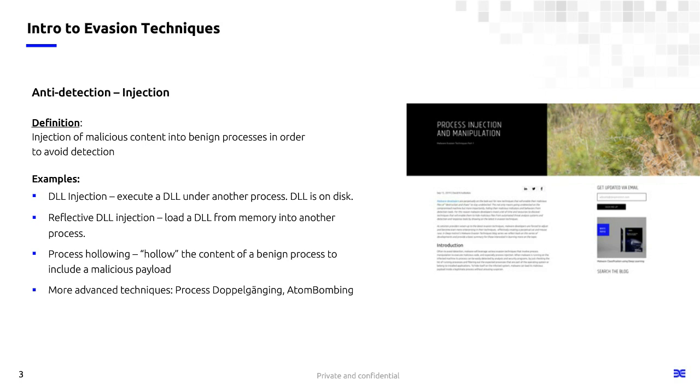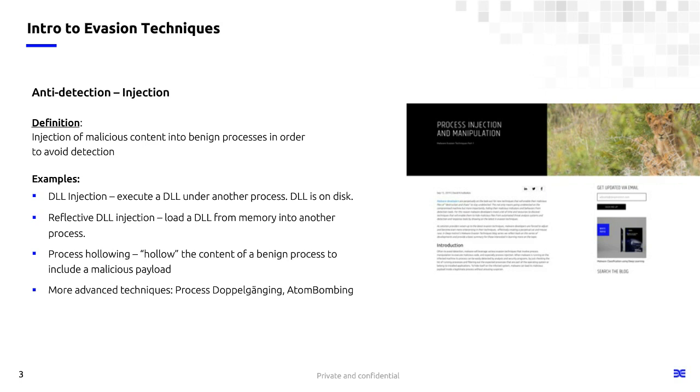The third technique is called process hollowing. In this technique, you also don't have to have your DLL saved to disk. You can do it from memory. And again, at a high level, this technique allows you to hollow a process, basically empty its content, and then put your malicious content into it, and then run it.